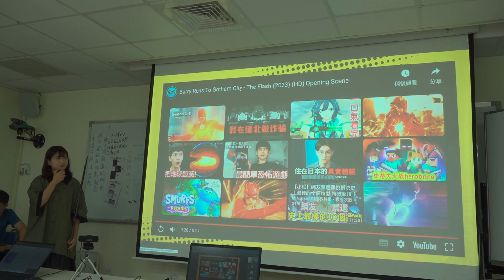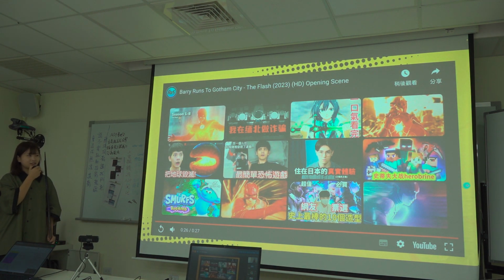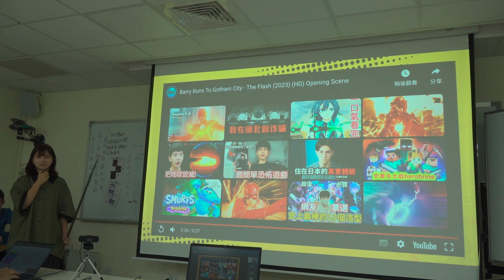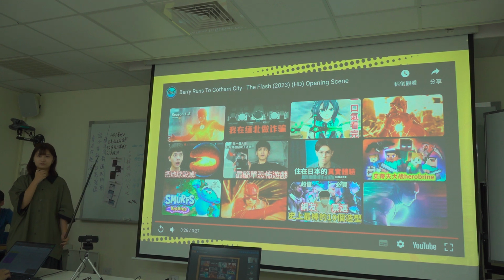In this scene, we can see the Flash running at an incredible speed and then coming to a sudden stop. Are you ever curious about how he can do this? Now I want to calculate the energy required for him to run and the friction force needed for him to stop.